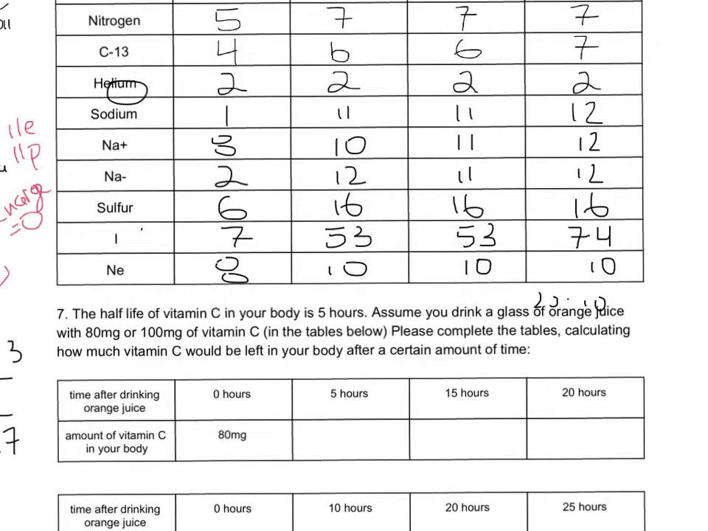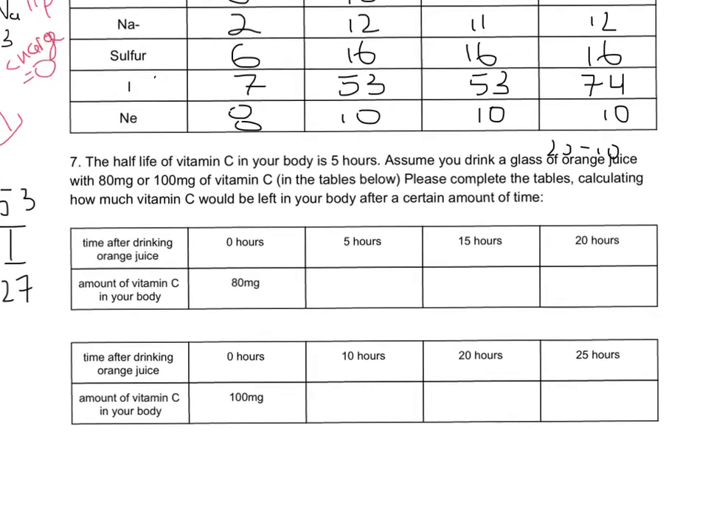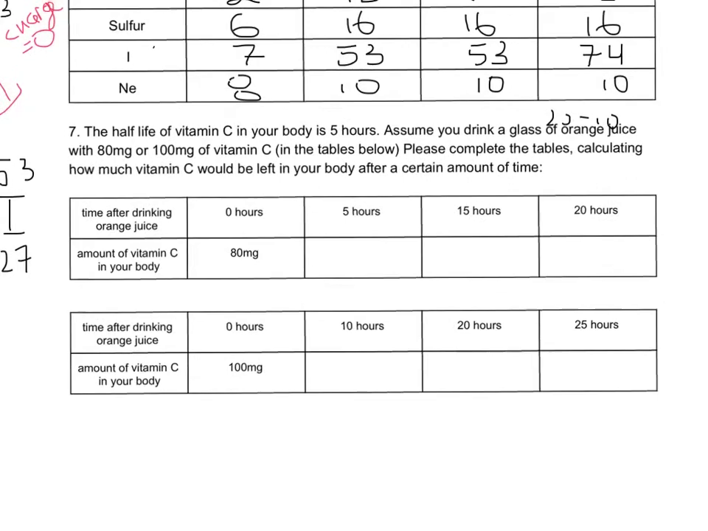Next up, half-life. So if the half-life is 5 hours and we're drinking a glass of orange juice with some amount of vitamin C, what it means is that in 5 hours, half of it will disappear. So for the 80, we can go like this.